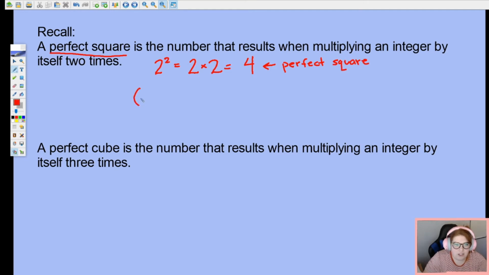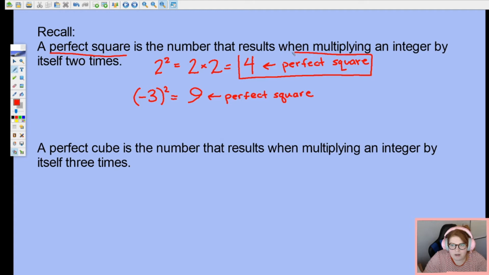We know that if I took -3 squared, that's the same thing as -3 times -3, which is +9. So 9 is my perfect square. Okay, so we need to be careful there. 4 is a perfect square because 2 times 2 is 4. 9 is a perfect square because 3 times 3 is 9.